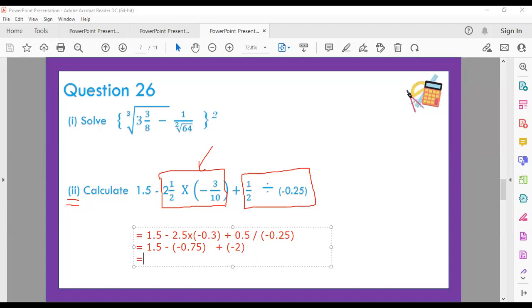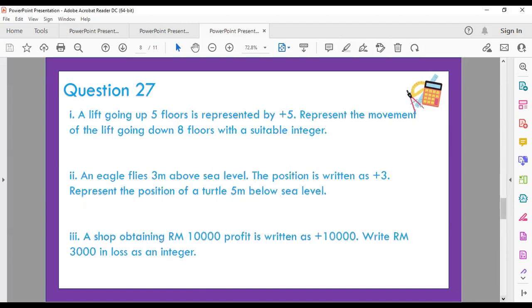You got that? And now, this is easy. 1.5, negative, negative will make positive 0.75. And then positive and negative will be negative 2. What was your answer? 0.25 will be your answer. Okay, 0.25. That's it. You see that? So the principles of BODMAS, do not forget them. Clear? That was question 26.